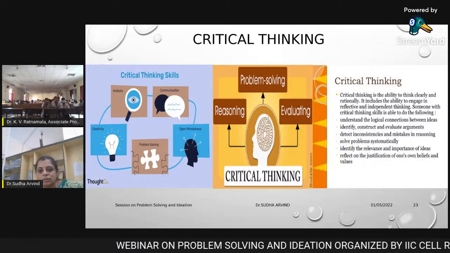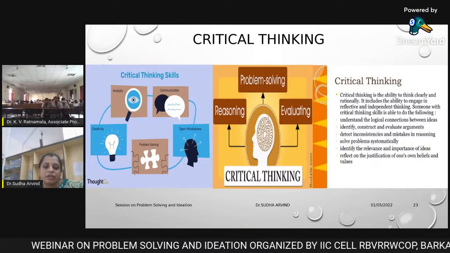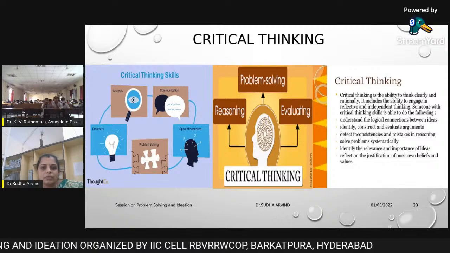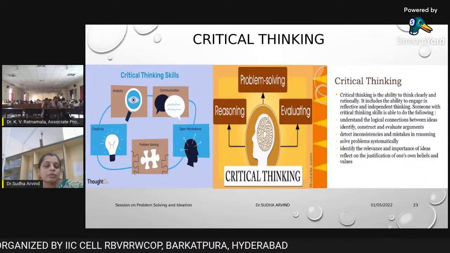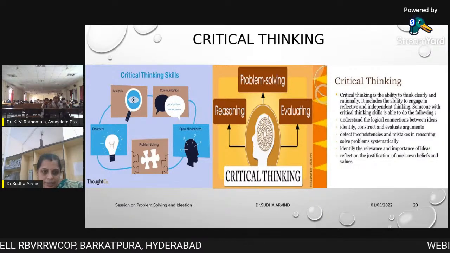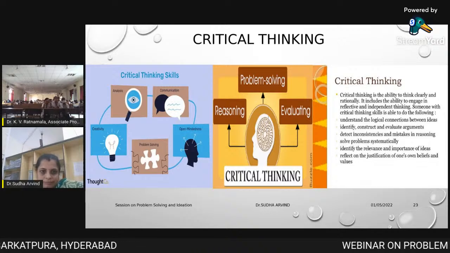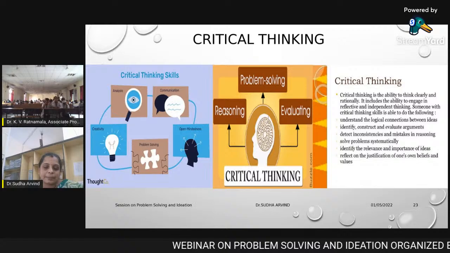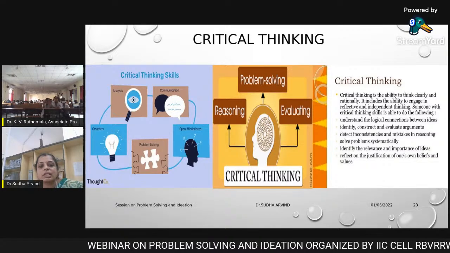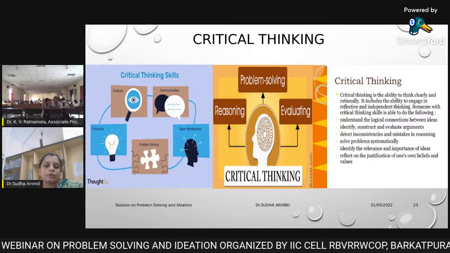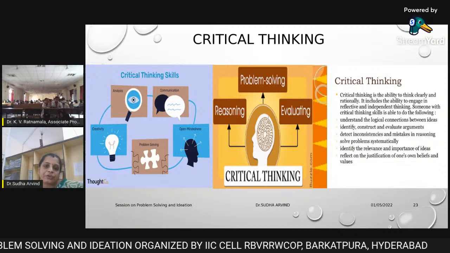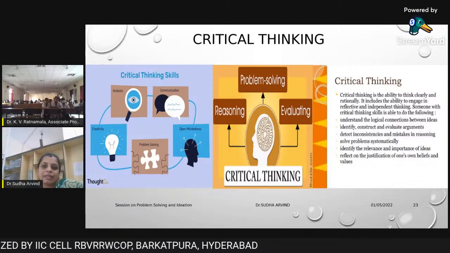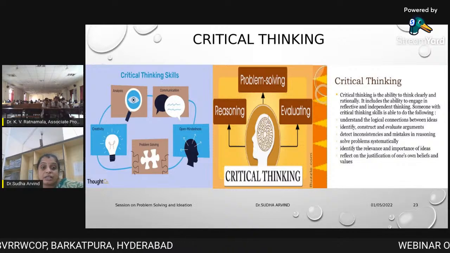Next, coming to critical thinking, which we will come across many times. What is critical thinking? Once you start thinking, definitely you are going to get a number of solutions; unless you think, we are not able to. So sometimes logical reasoning is very much required in order to solve the problem, to evaluate, and to validate. Here it is the ability to think clearly and rationally.